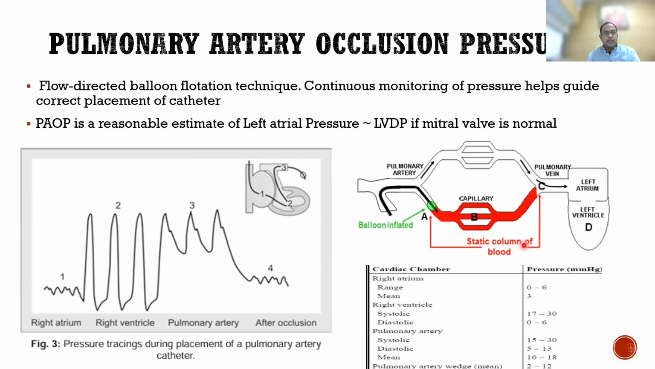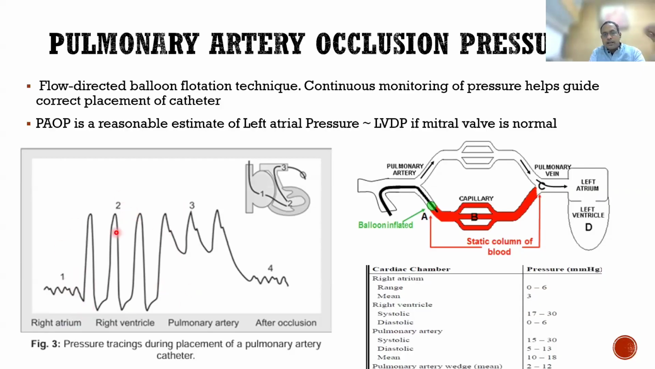So pulmonary artery pressure, I think everybody knows how to put in a pulmonary artery catheter. These days it is not very common, but in the times when we were studying, we used to put a lot of pulmonary artery catheters. It is a flow-directed balloon flotation technique with which we insert that catheter, and we continuously monitor the pressure during placement of the catheter. This is the waveform that we used to get when the catheter was in the right atrium. This is identical to the CVP waveform.